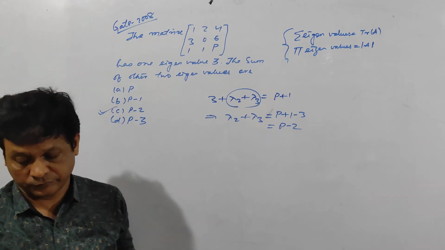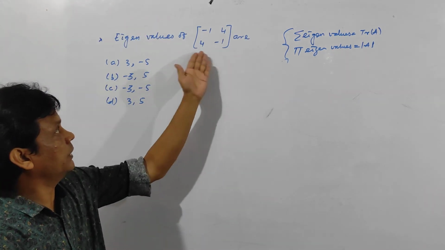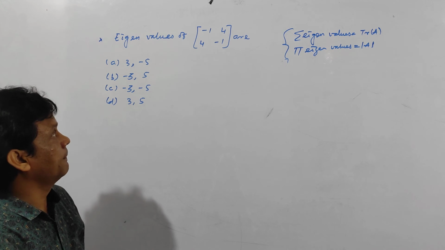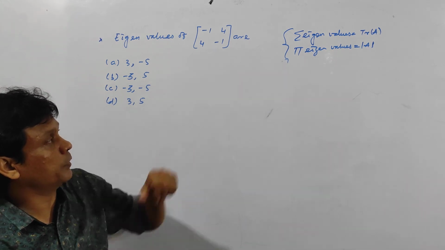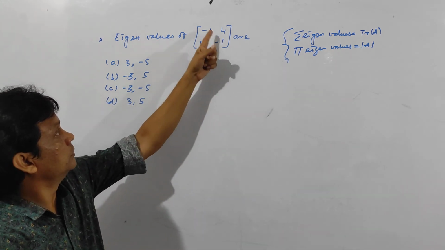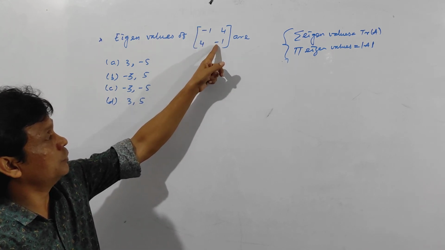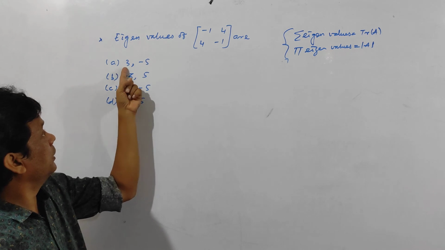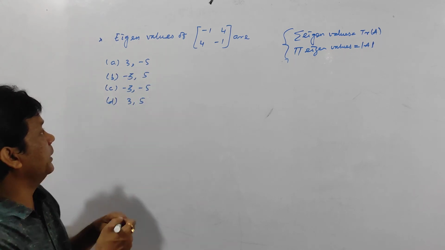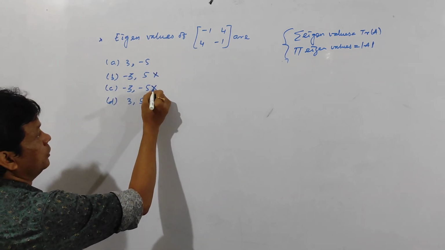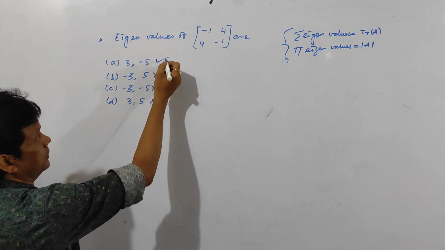Here, you have to find the eigenvalues of this 2 by 2 matrix. So I have to apply these two properties. This sum, that means the trace, is equal to minus 2. And here the sum is minus 2. Here it is not minus 2, so this is not possible. This also is not possible. This is also not possible. So this is the answer.